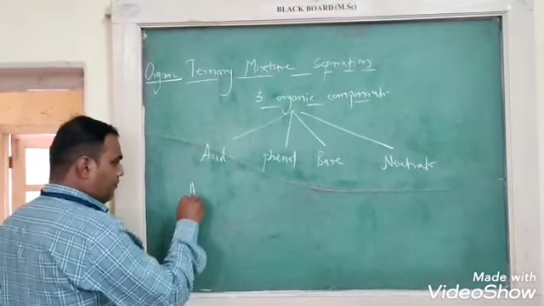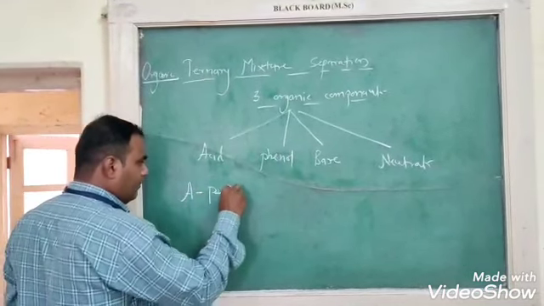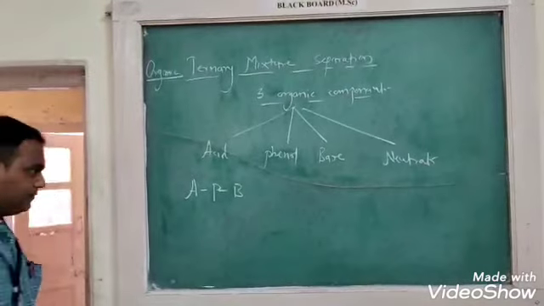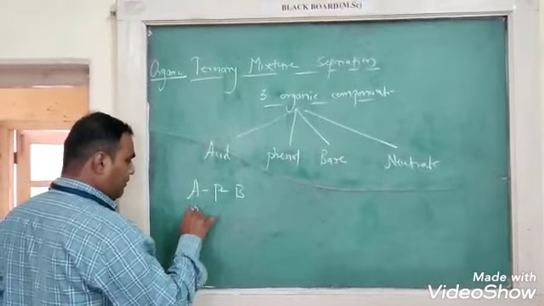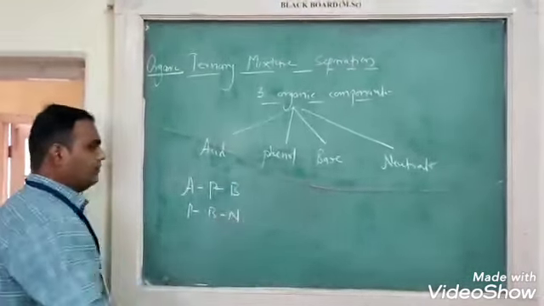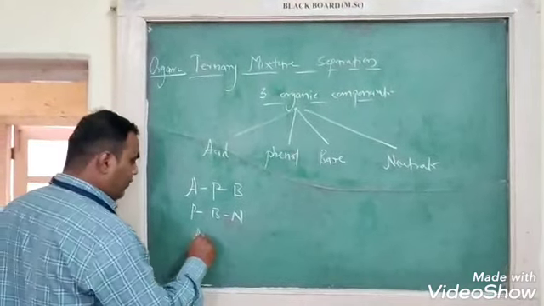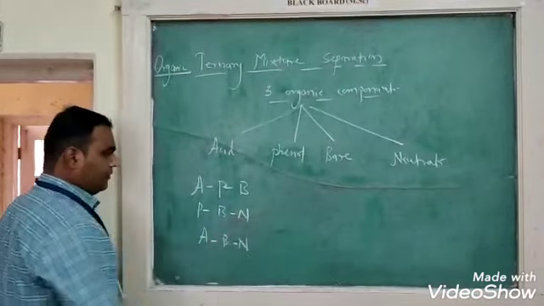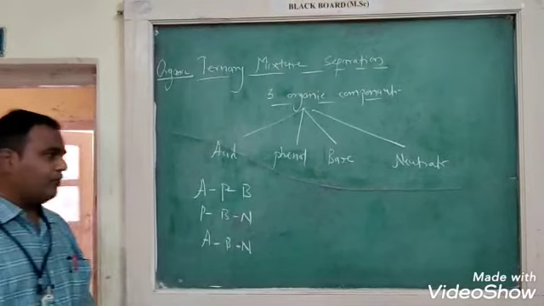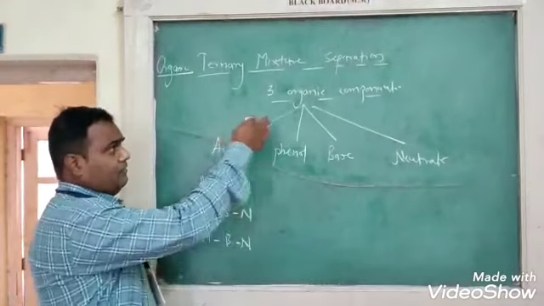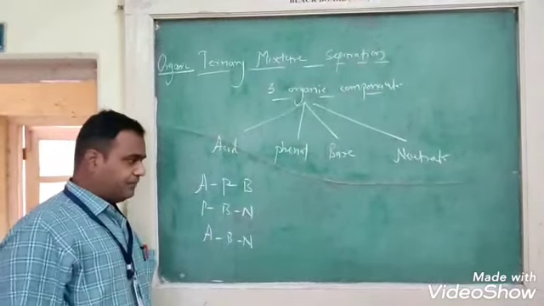In some cases, an acid, phenol, base mixture is present. Another possibility is phenol, base, neutral. Another possibility is again phenol, base, neutral. So these are the different types of possibilities we encounter in ternary mixture separation.